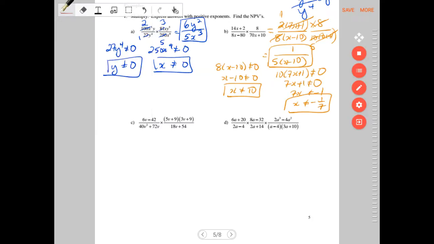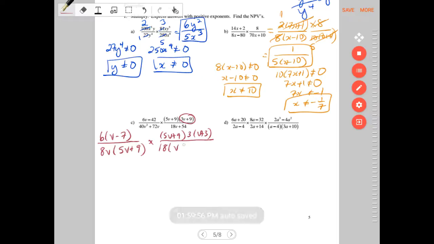Let's try that color. Again, we have to factor. So the top, 6v minus 42, I'm going to factor out a 6. It's my greatest common factor, and I'm left with v minus 7 over. In the denominator, I can factor out an 8, and I can also factor out a v. So 8 goes into 40 5 times. I got rid of one of the v's. Plus 9, also got rid of a v. Times 5v plus 9. I can factor 3 out of here. So that's 3 times v plus 3 over. And on the bottom, I can factor out an 18.